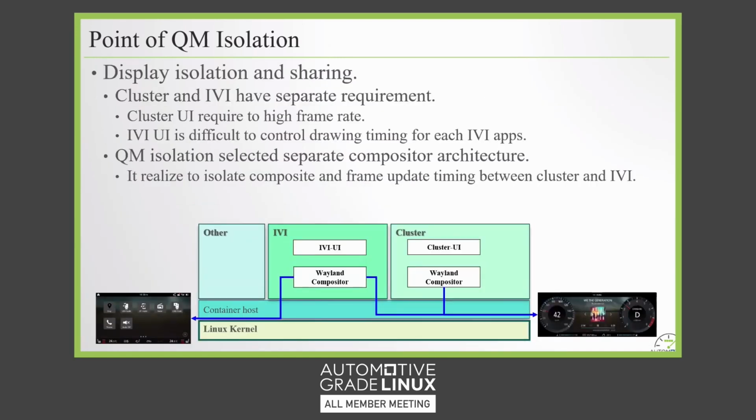So next is display isolation and sharing. It's an issue for the instrument cluster. Cluster and IVI have separate requirements. Cluster UI requires a high frame rate, and IVI UI makes it difficult to control the drawing timing of each IVI app, because IVI has many apps at runtime. So QM isolation selected a separate compositor architecture, this one and this one. It realizes isolated compositing and frame update timing between cluster and IVI.